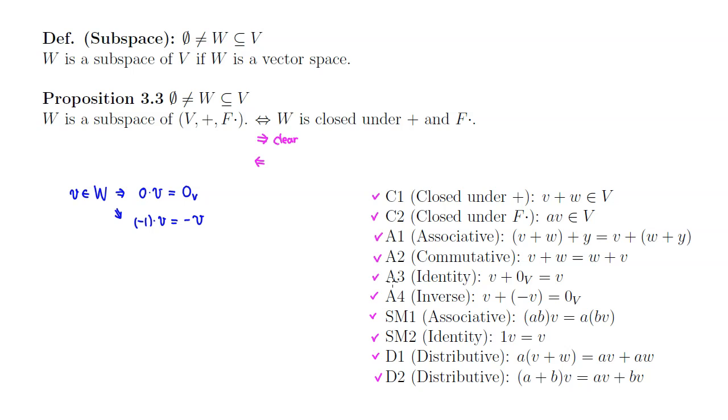So we just needed to check a couple of things, closed under addition and closed under scalar multiplication. Then everything else is pretty much given. So if you have a subset W of a vector space, using the same addition and scalar multiplication, then W is going to be a subspace. Right, that's it. I hope that this was clear.